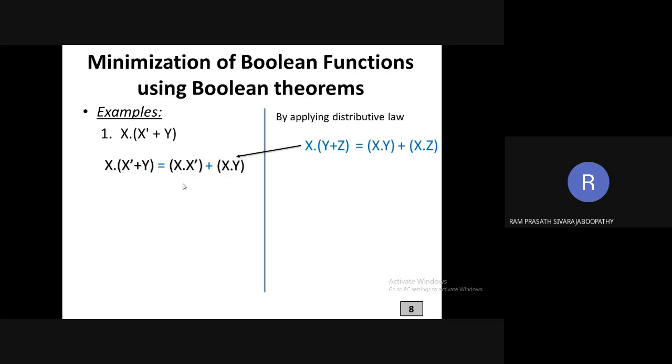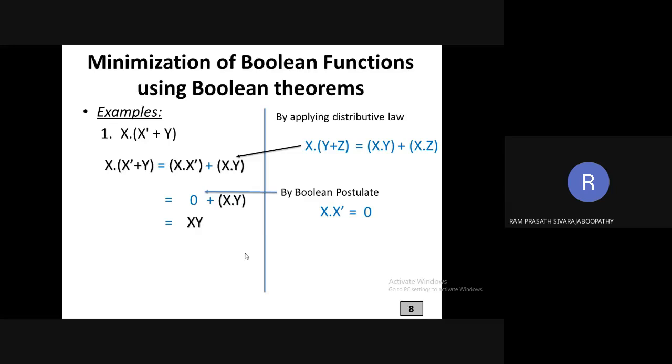Suppose I suddenly get a doubt and have forgotten this theorem. What can I do? Let x have the value 1. Then x bar will definitely be 0. So 1 dot 0, ANDing, what result do we get? We will be getting 0. Clear? So x dot x bar is equal to 0. So 0 plus xy, anything plus 0 gives xy. That's it. So this is a simple expression we have minimized.